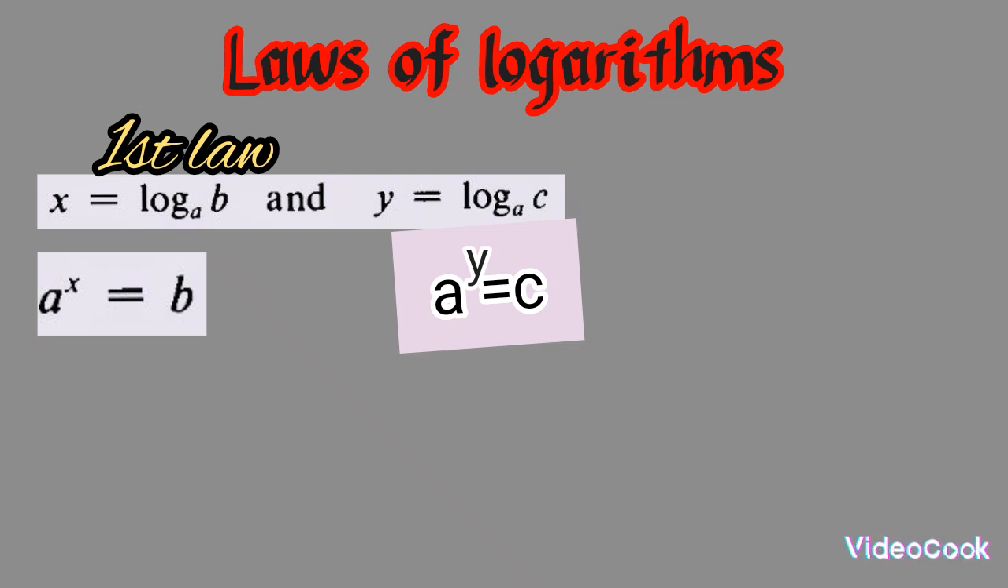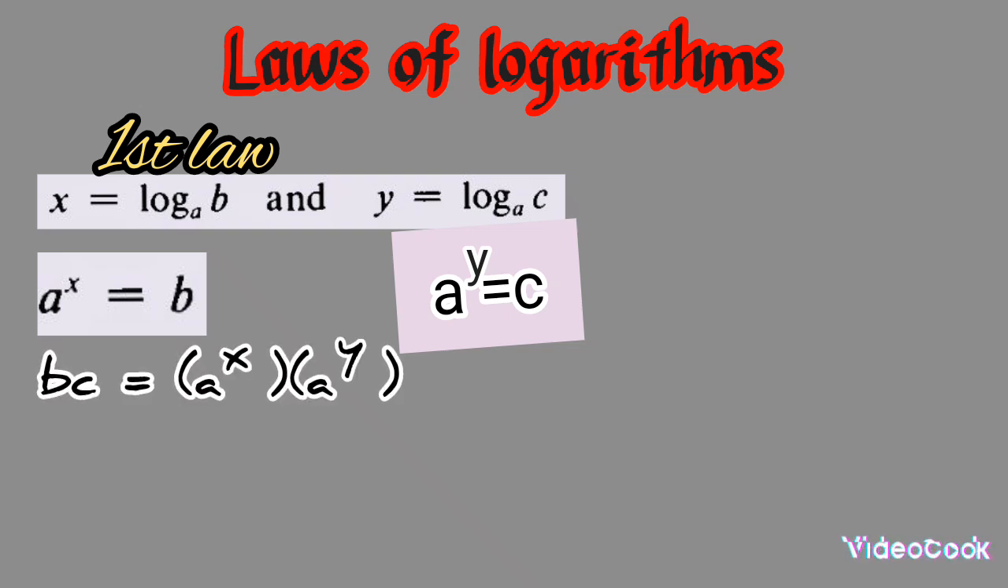Now, what we're going to do is multiply b by c. So if we multiply that, that would be the same as multiplying a to the power x times a to the power y. Now, if we go to the laws of indices, whenever we're multiplying two bases which are the same, we just have to add the powers. So the product of b and c is equal to a to the power x plus y.